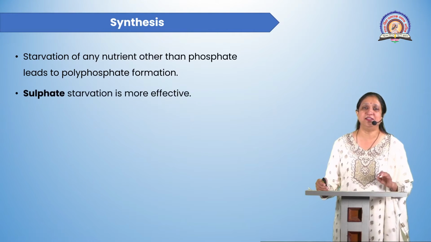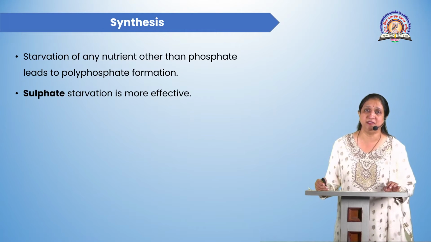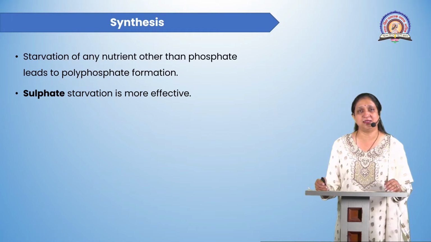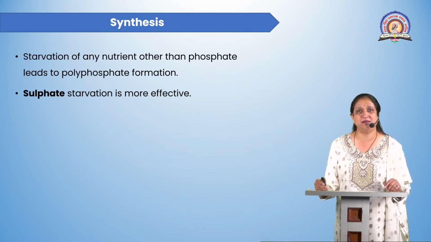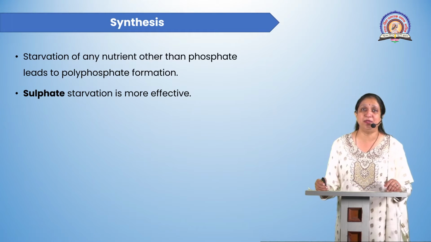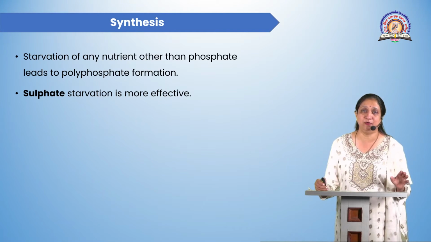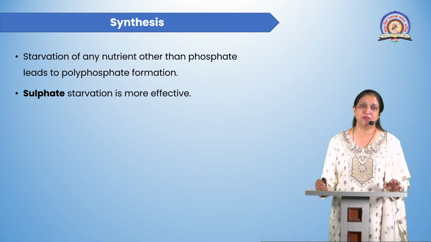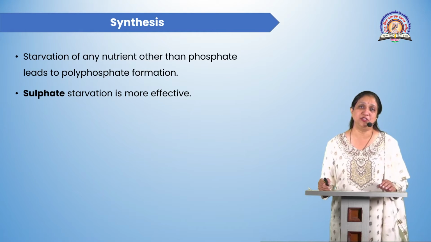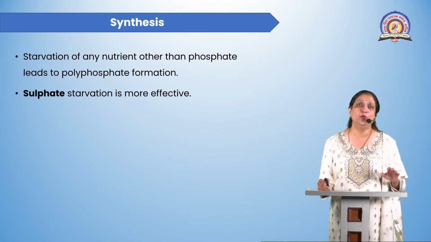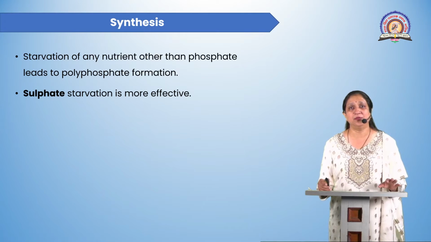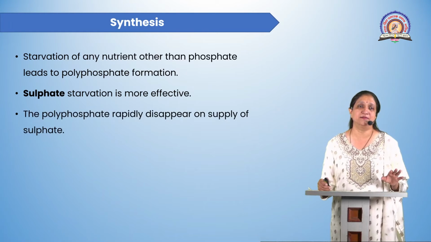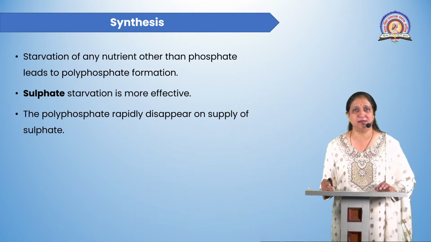If there is a starvation of sulfate in the medium, then the synthesis of metachromatic granules occurs very rapidly, and large sized granules are formed within the cytoplasm of the bacterial cell. So, the most effective nutrient deficiency is the sulfate deficiency, which is responsible for the accumulation of massive amounts of polyphosphates in the cytoplasm of the bacterial cell.